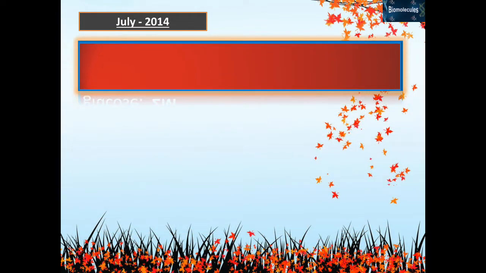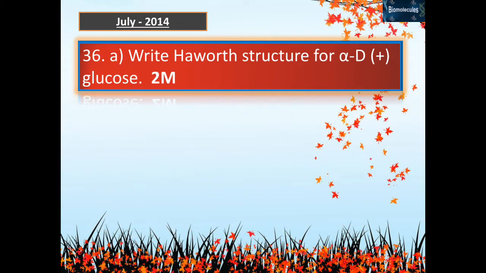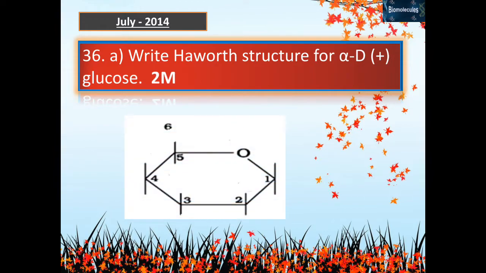Well, in the July 2014 annual examination, there was one question in the question paper, 36th A question: write a Haworth structure for alpha D plus glucose. For how many marks? 2 marks. How to write it? Just now I explained, write like that. Okay, draw the rangoli. See here, first draw the 6-membered ring. Then positions, come on, keep saying 1 2 3 4 5.